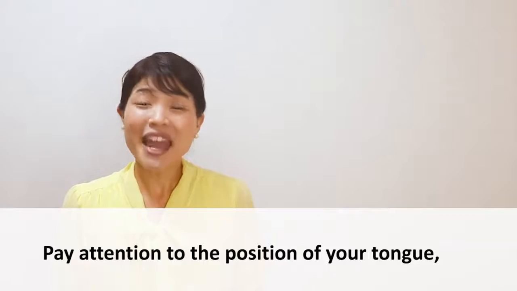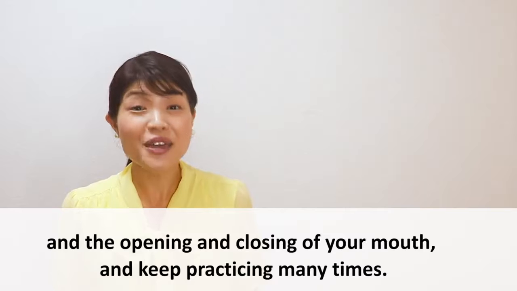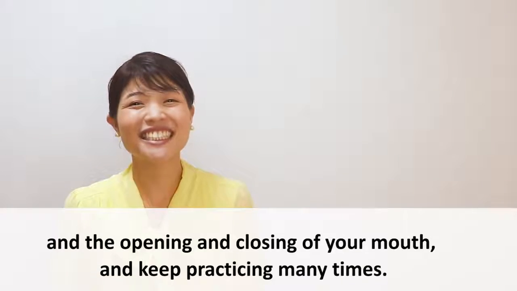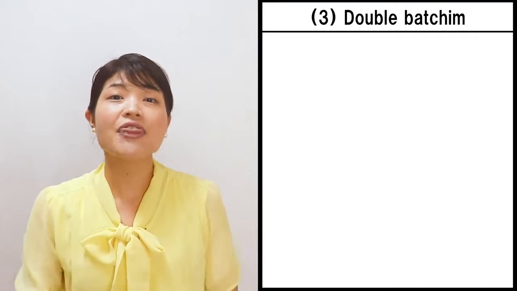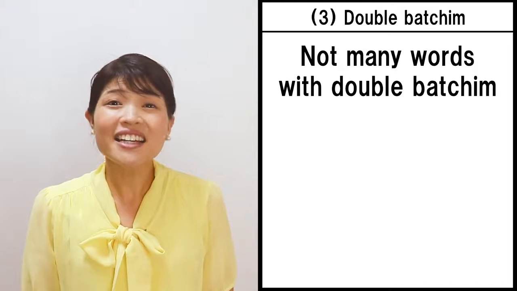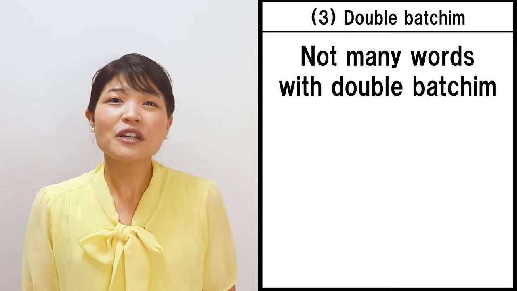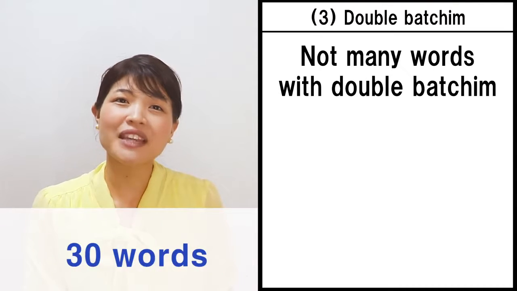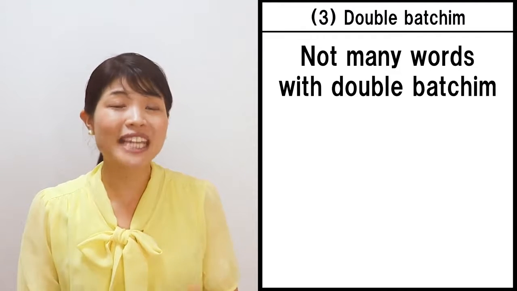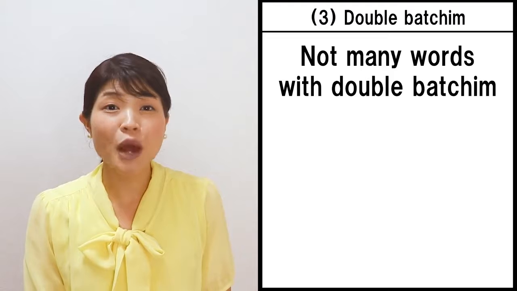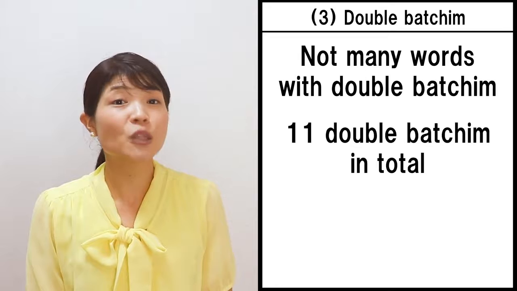Pay attention to the position of your tongue and the opening and closing of your mouth, and keep practicing many times. The next is the double Batchim. Some Batchim are made of two consonants and they are called double Batchim. There are not many words with double Batchim, but they are used often. So if you memorize about 30 words with double Batchim, that's good enough. It is more efficient to memorize them together with real words instead of trying to remember all the Batchim at once. There are 11 double Batchim in total.